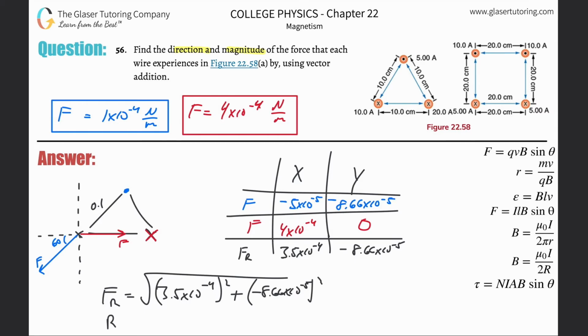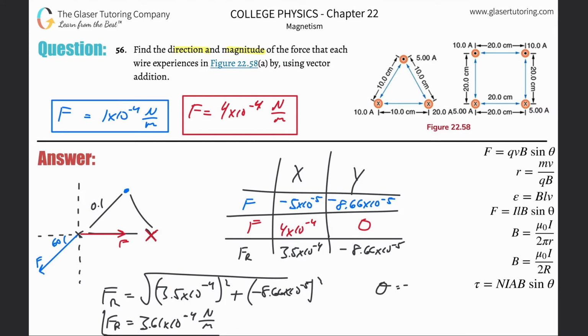So the resultant force on this particular wire here is going to be 3.61, I guess, times 10 to the minus 4th, and that's going to be in newtons per meter. Then find the angle. I won't box it in yet.